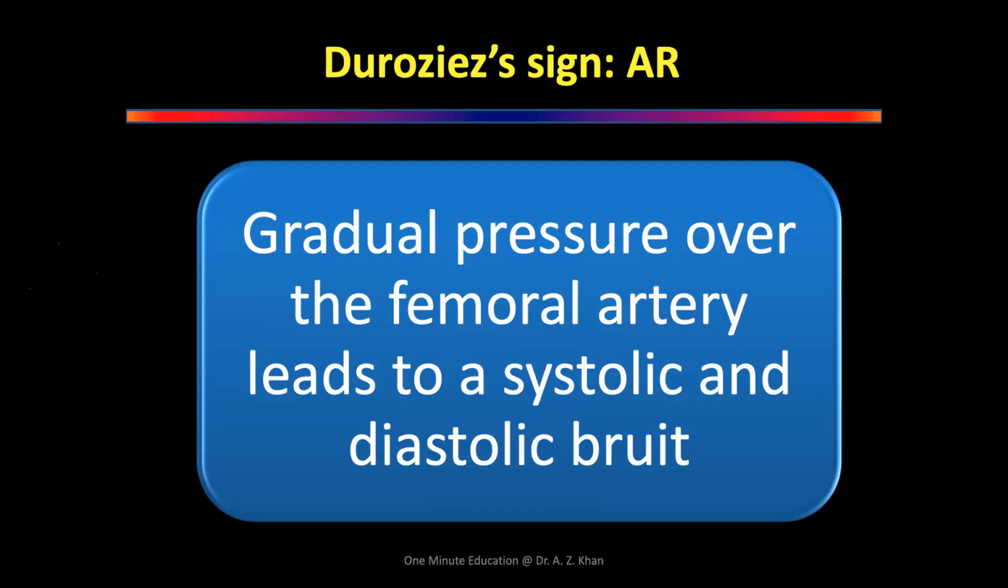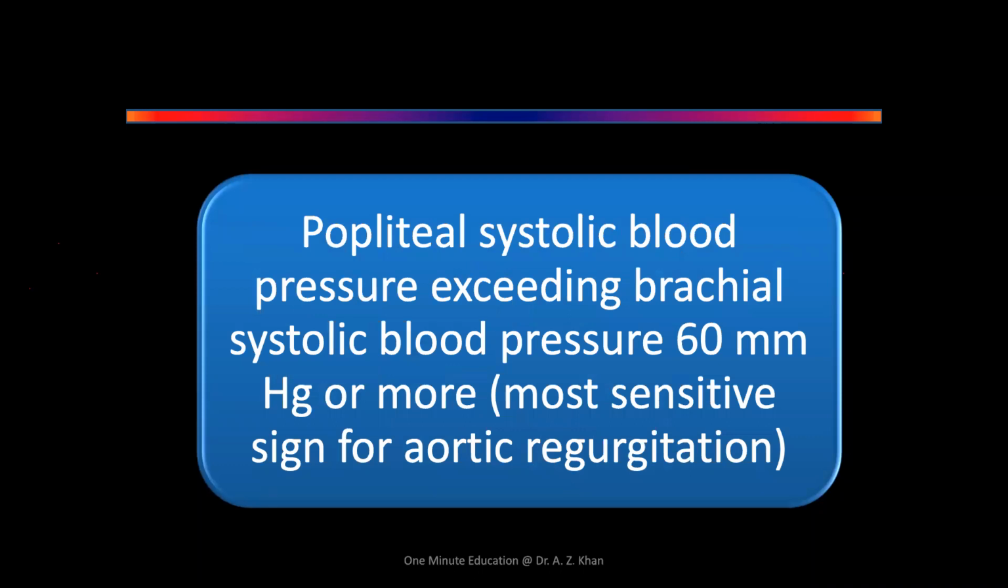Troisier sign, okay? This is called a Troisier sign. Name of the sign: popliteal systolic blood pressure exceeding brachial systolic blood pressure by 60 millimeters of mercury or more. It is the most sensitive sign for aortic regurgitation. Take a blood pressure in the leg, take a blood pressure in the arm, and if there's a difference of more than 60 millimeters of mercury, it is a positive sign for aortic regurgitation. But what is the name of this sign?